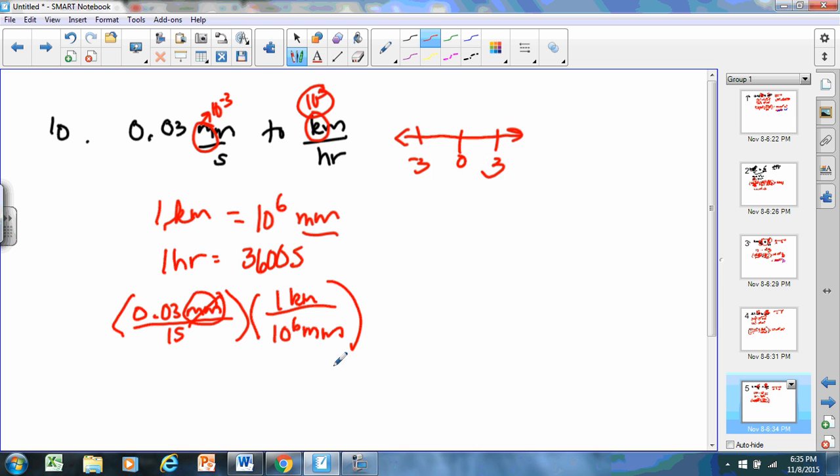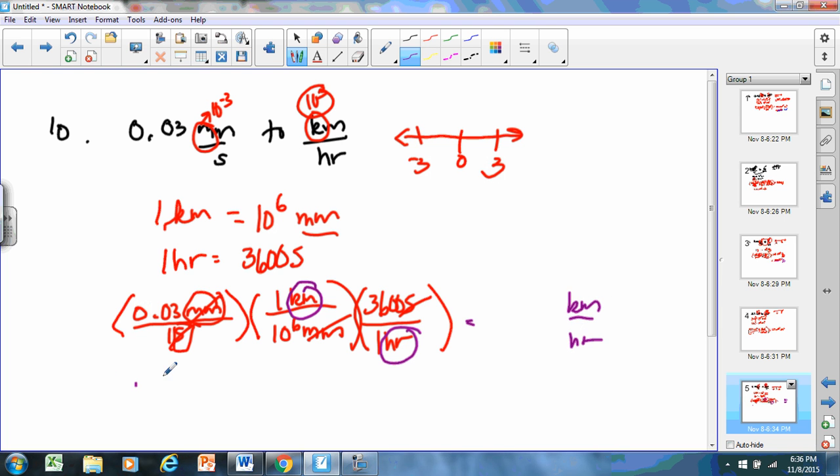This cancels this. If I stop the problem right now, my unit would be kilometers per second, but I want kilometers per hour. In the original problem, second is on the bottom, so the 3,600 seconds per 1 hour has to go on the top. This cancels this. Nothing canceled with this, and nothing canceled with that. And so the unit is kilometers per hour.